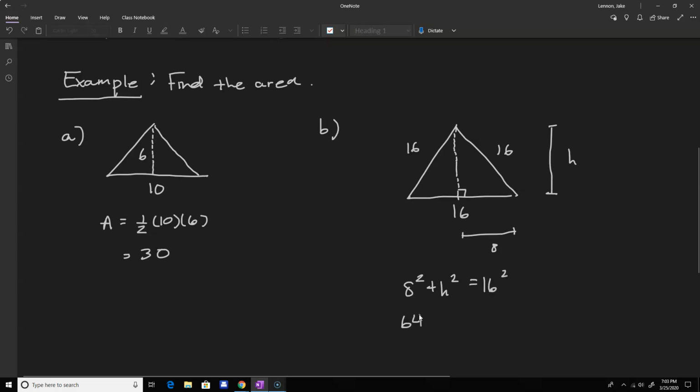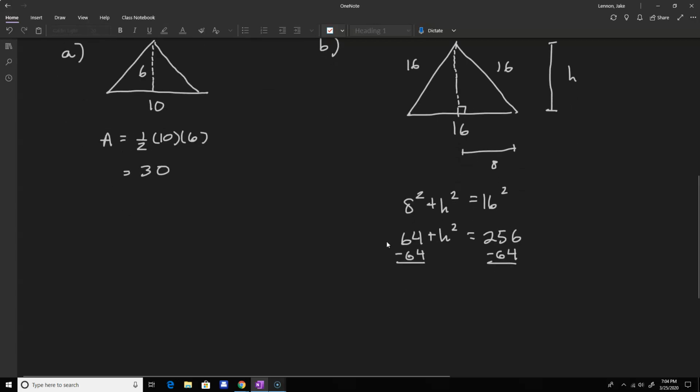So we have 64 plus h squared has to equal 256. Then we want to subtract 64. So we get that h squared is equal to 192. So h is the square root of 192. We can give a decimal approximation for that since we're typically dealing with measurements in this class. That comes out to about 13.86.